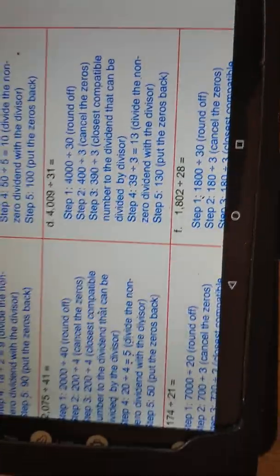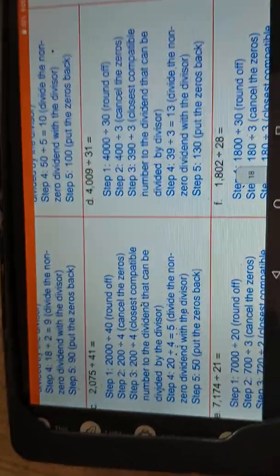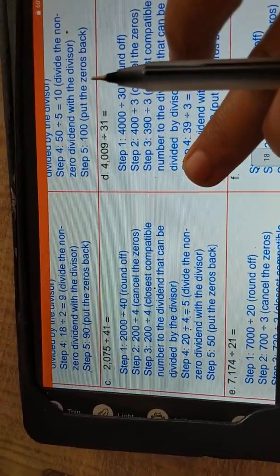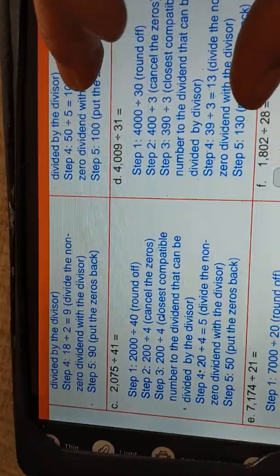Now students, I'll give you one minute. You have to complete your work. You have to write the sums C and D both in your maths notebook.